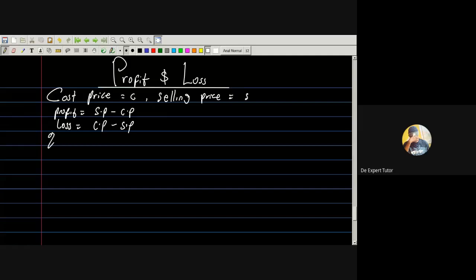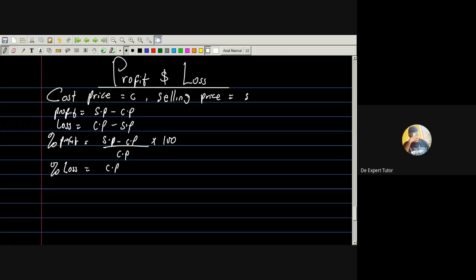So how do we get percentage profit? My profit is what? Profit over cost price, times 100. And percentage loss is equal to loss over cost price, times 100.